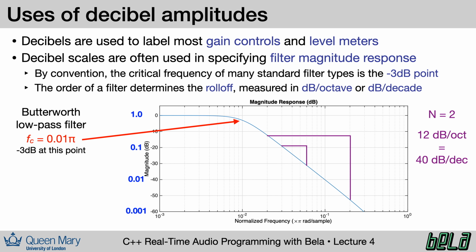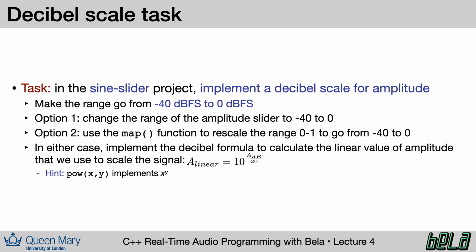That's the same thing as saying that the filter has a roll-off of 40 dB per decade. In other words, if the frequency increases by a factor of 10, the amplitude of its response decreases by a factor of 100. So decibels are very useful, and you might want to get in the habit of implementing your amplitude controls in decibels rather than in linear scale.